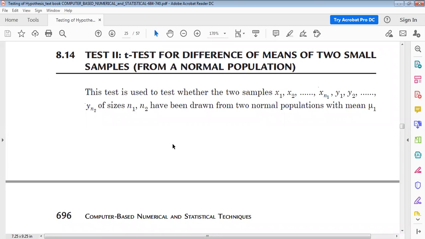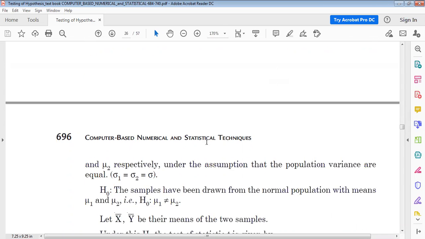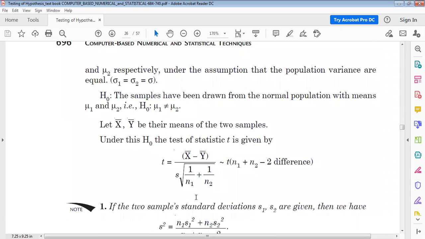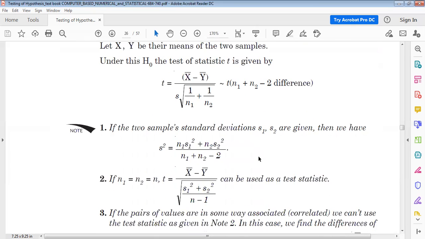Now the t-test for difference of means of two small samples. This test is used to test whether two samples x1, x2, up to xn1, and y1, y2, up to yn2, of sizes n1 and n2, have been drawn from two normal populations with means mu1 and mu2. In this case, the Student's t distribution formula will be this. Understand? t equals x bar minus y bar divided by s times square root of 1 by n1 plus 1 by n2, and the degrees of freedom will be n1 plus n2 minus 2. Remember it.